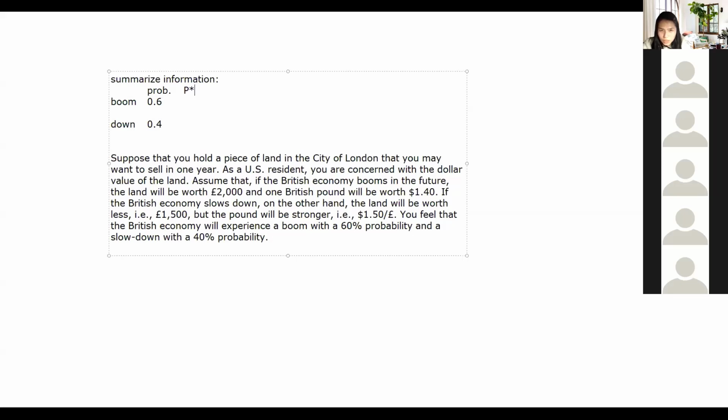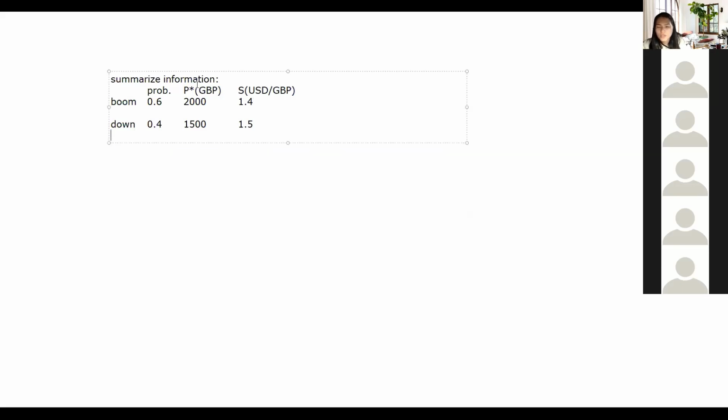In scenario 1, P star is going to be, so I'm a US citizen, so P star is going to be in pounds. So here 2,000 and 1,500. Exchange rate: I forecast the exchange rate is going to be 1.4 for the boom and 1.5 for the Dow10 scenario. So this is going to be USD per pound. This is all the information you need, guys, for question A. So compute beta, where beta is equal to the covariance of P and S divided by the variance of S.